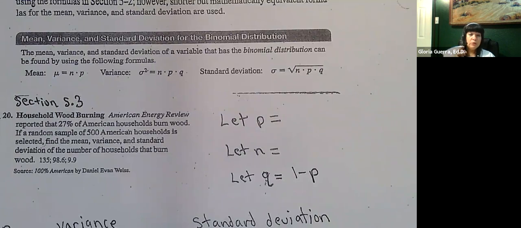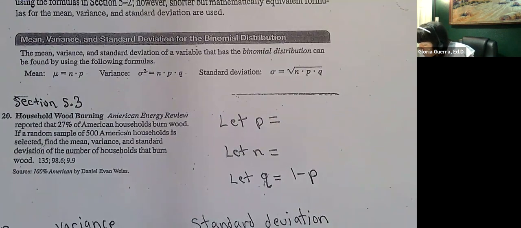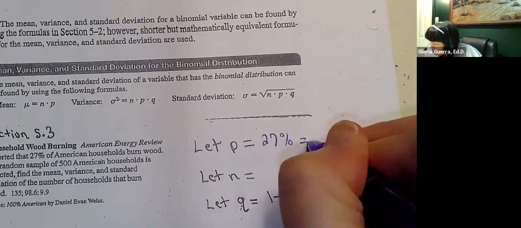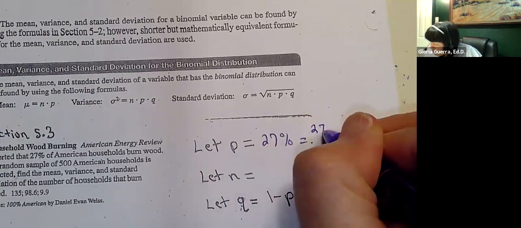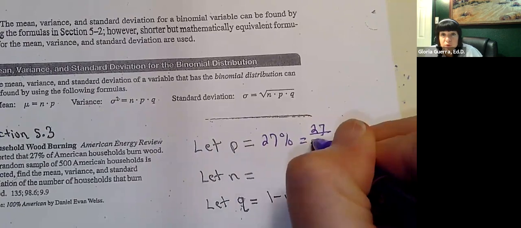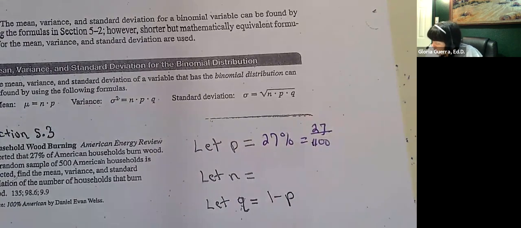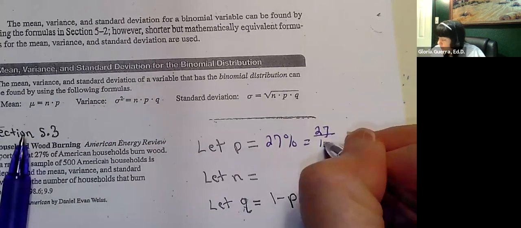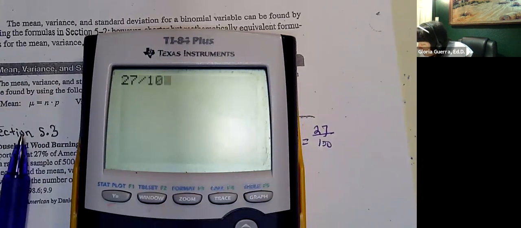And so the percentage is 27%, and you move your decimal 2 places to the left. Or remember, we said percent is parts per 100. So if you do 27 divided by 100 and type that in on your calculator, it's 0.27.